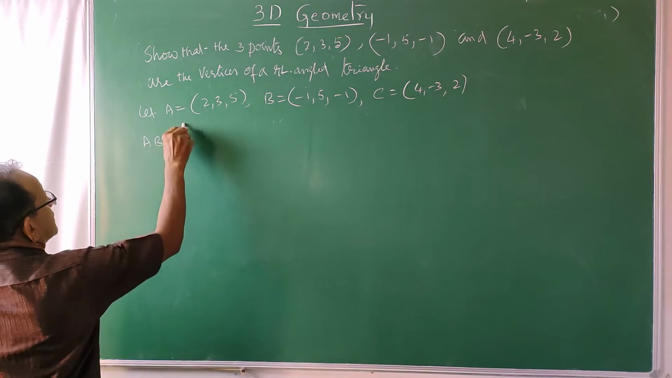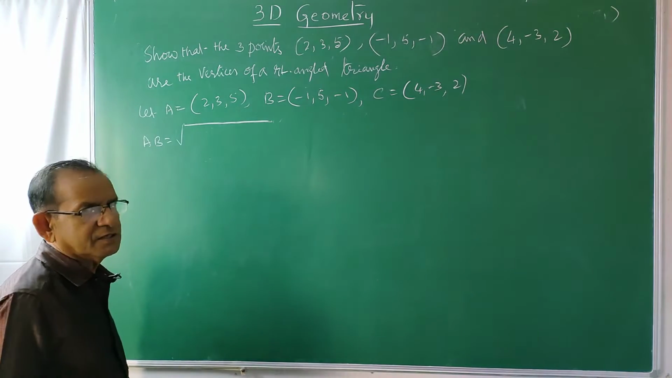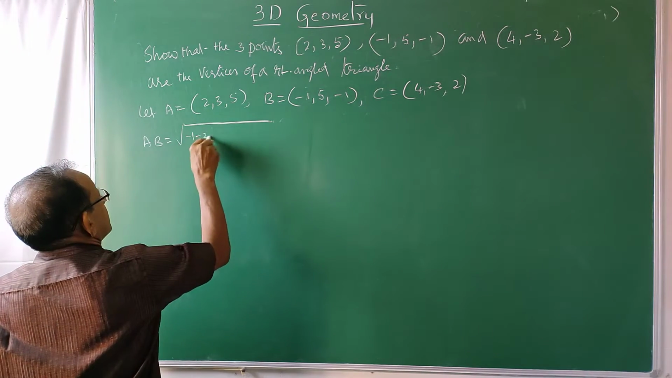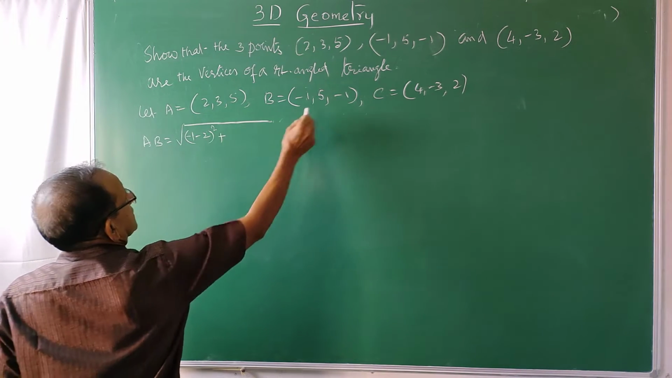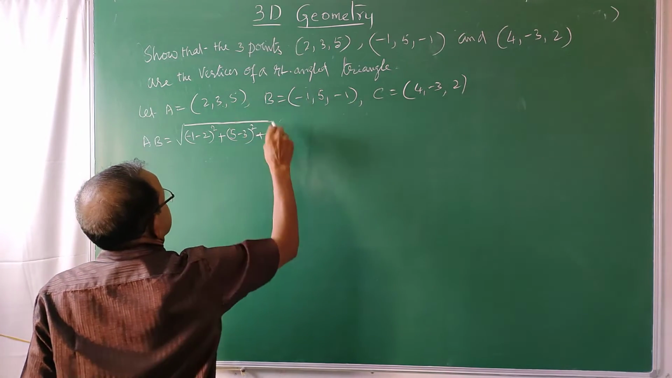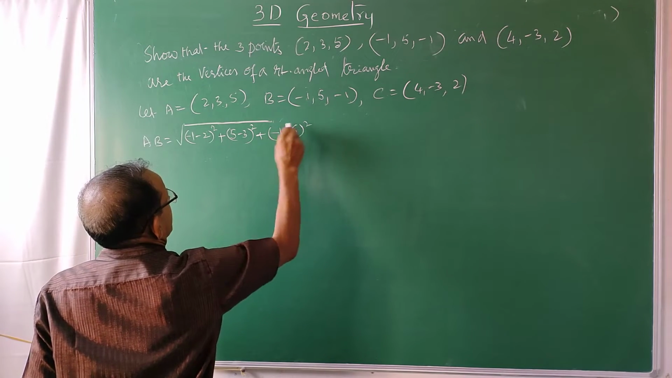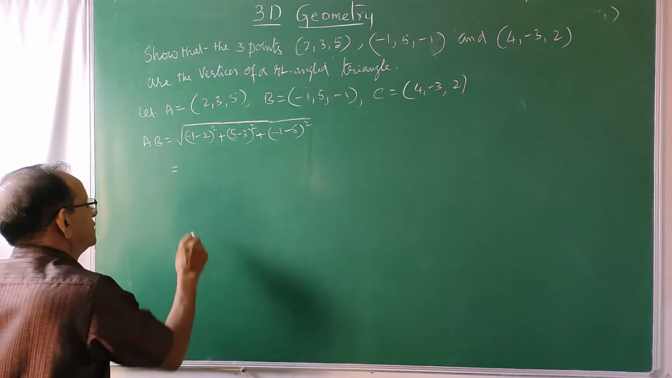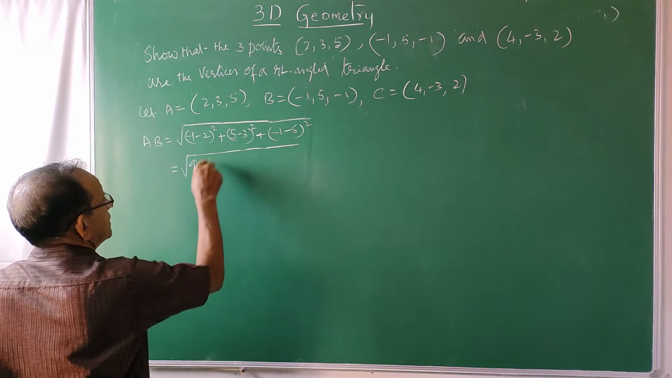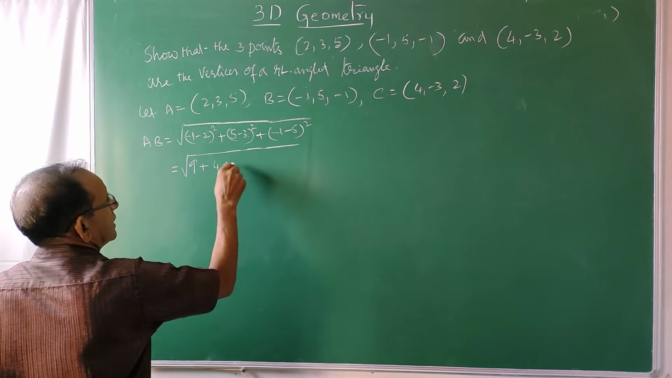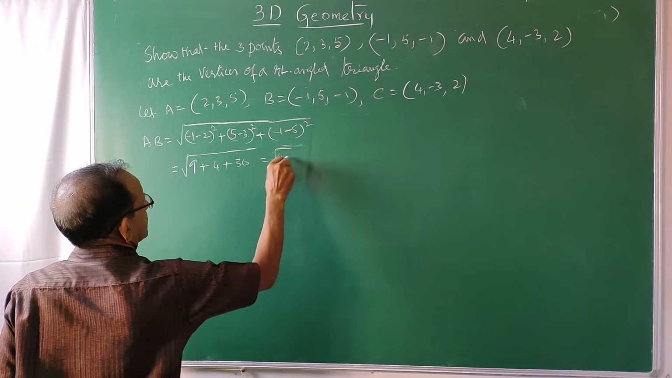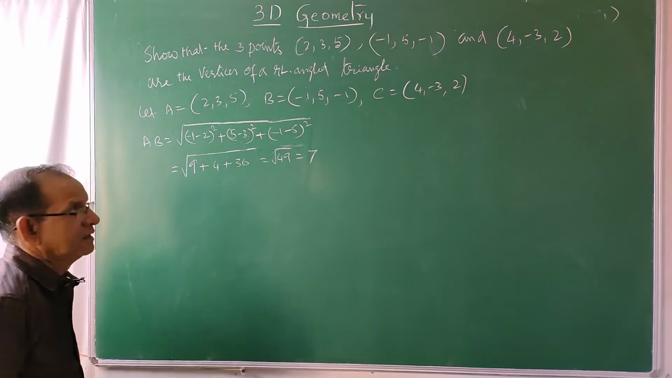Distance between A and B, that is x2 minus x1 whole square plus y2 minus y1 whole square plus z2 minus z1 whole square. -1 minus 2 whole square plus 5 minus 3 whole square plus -1 minus 5 whole square. So that is equal to, this is -3 whole square means +9, 5 minus 3 is 2, 2 square 4, and 6 whole square, that is 36. So this is root 49 equal to 7. Let us find out BC now.